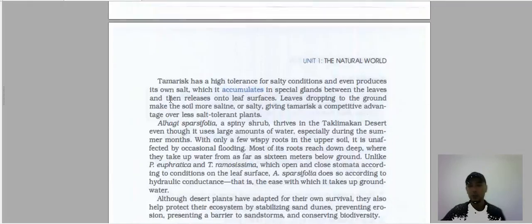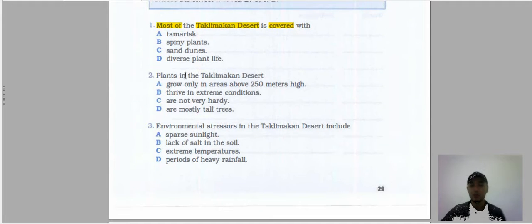And before you look at the reading passage, my friends, you have to translate this statement into your own understanding. You have to know the meaning of the statement. Most of the Taklamakan Desert is covered with that. Most of that means more than 70% or 80%, or 9 out of 10, 8 out of 10, that we can call most of the desert. There is no synonym, right? It is the kind of term that you cannot find a synonym for in the passage.